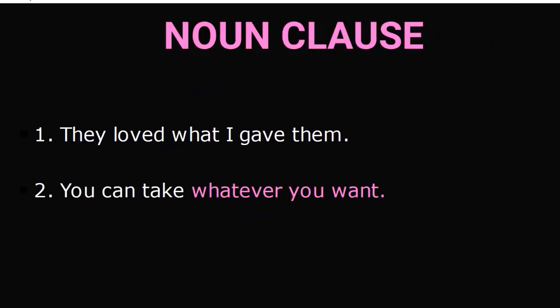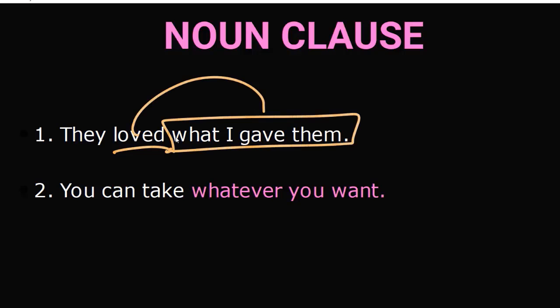It can also be a noun clause. Now, what is a noun clause? A noun clause is a dependent clause that functions as a noun. Examples. They loved what I gave them. They loved what? What I gave them. So instead of naming that thing, I'm using a group of words, a clause, to refer to that name.